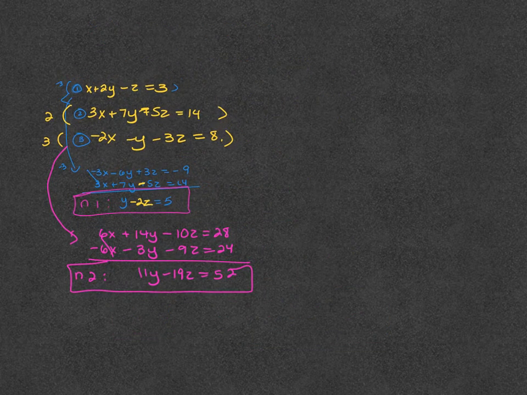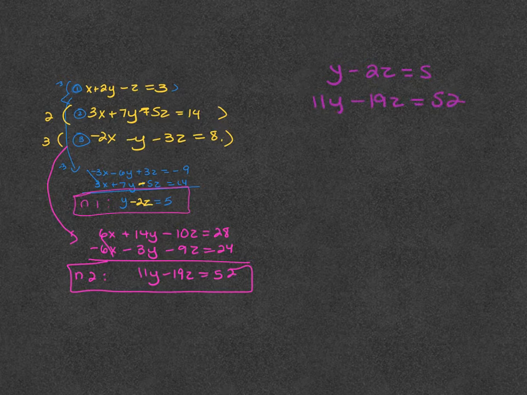Then you got to use new 1 and new 2. So y minus 2z equals 5. 11y minus 19z equals 52. Did you multiply the top one by 11? Or negative 11? Yeah.